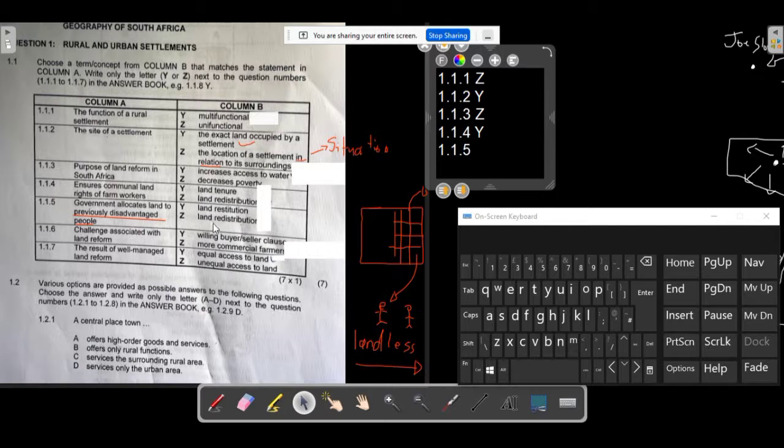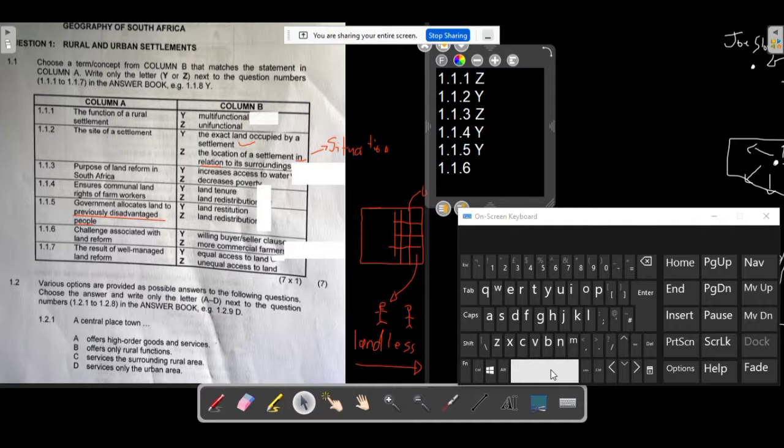The main difference here is that with land redistribution, you're giving land to landless people. It doesn't matter whether you lost land, you were previously disadvantaged or not. Whereas land restitution is specific, so it's to only give land to previously disadvantaged people. Then 1.1.6, challenge associated with land reform.